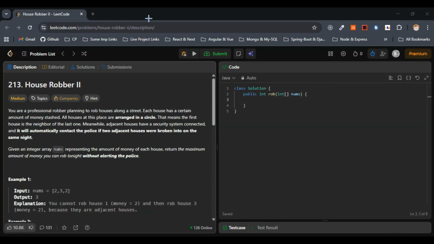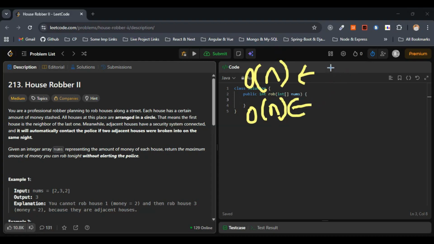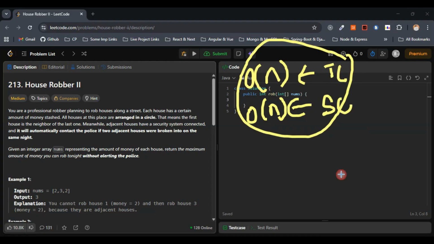So what will be the time complexity here? The time complexity will be big O of n and the space complexity would be big O of n as well. Time complexity will be big O of n because we'll be scanning the array a constant number of times, so we'll be going with two linear DP passes. Let's see that while we write the code. The space complexity would be big O of n as well because each linear call uses a 1D DP array of length up to n. So time complexity and space complexity for the code that we'll be writing would be big O of n and big O of n respectively.